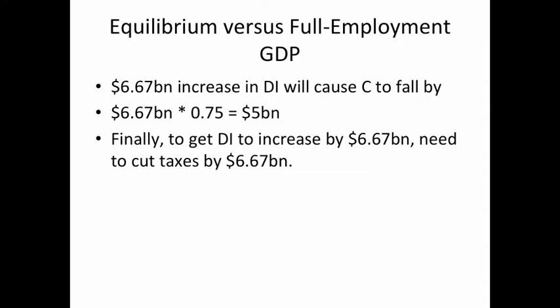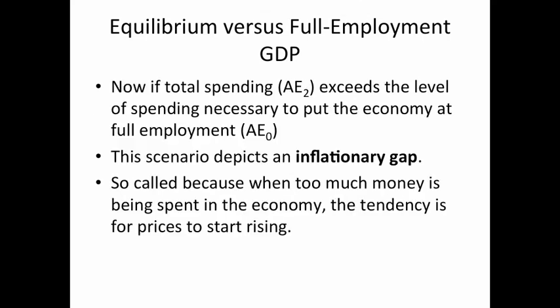So, to get disposable income to go up by $6.67 billion, we need to cut taxes by that amount. We need to cut taxes a little bit from everybody, giving everybody a bit more disposable income. Collectively across the United States, we need to give people an extra $6.67 billion in disposable income. They'll go ahead and spend 75% of that if the MPC is 0.75, which would cause this $5 billion increase in consumer spending. That would shift up the spending line and increase real GDP by the requisite amount, the $20 billion increase that we're looking for.